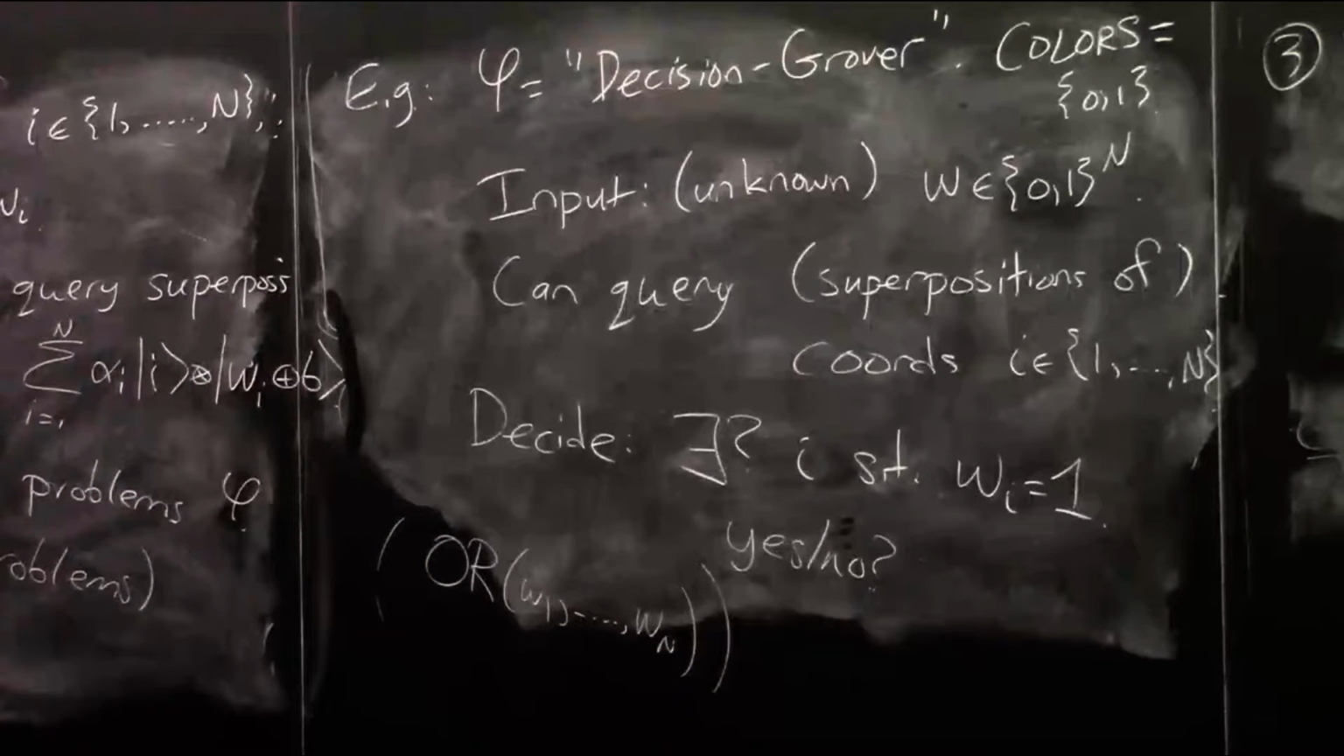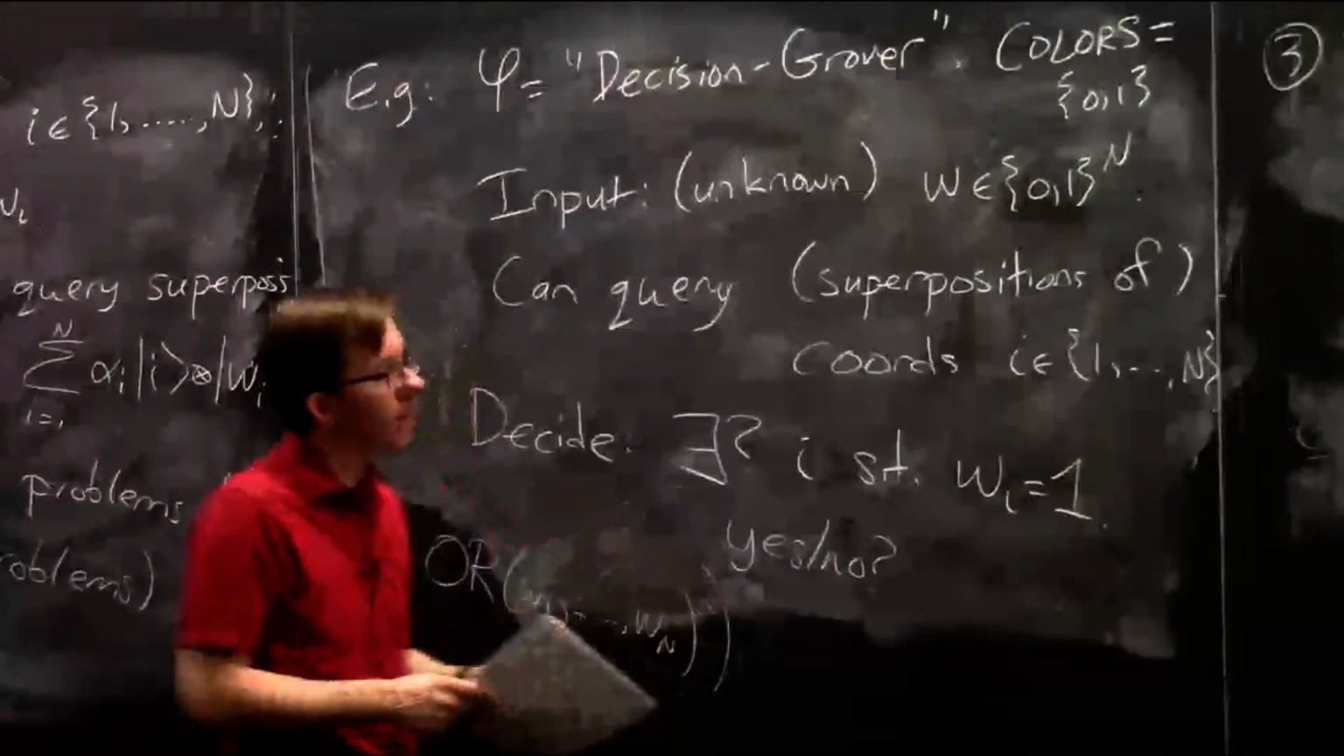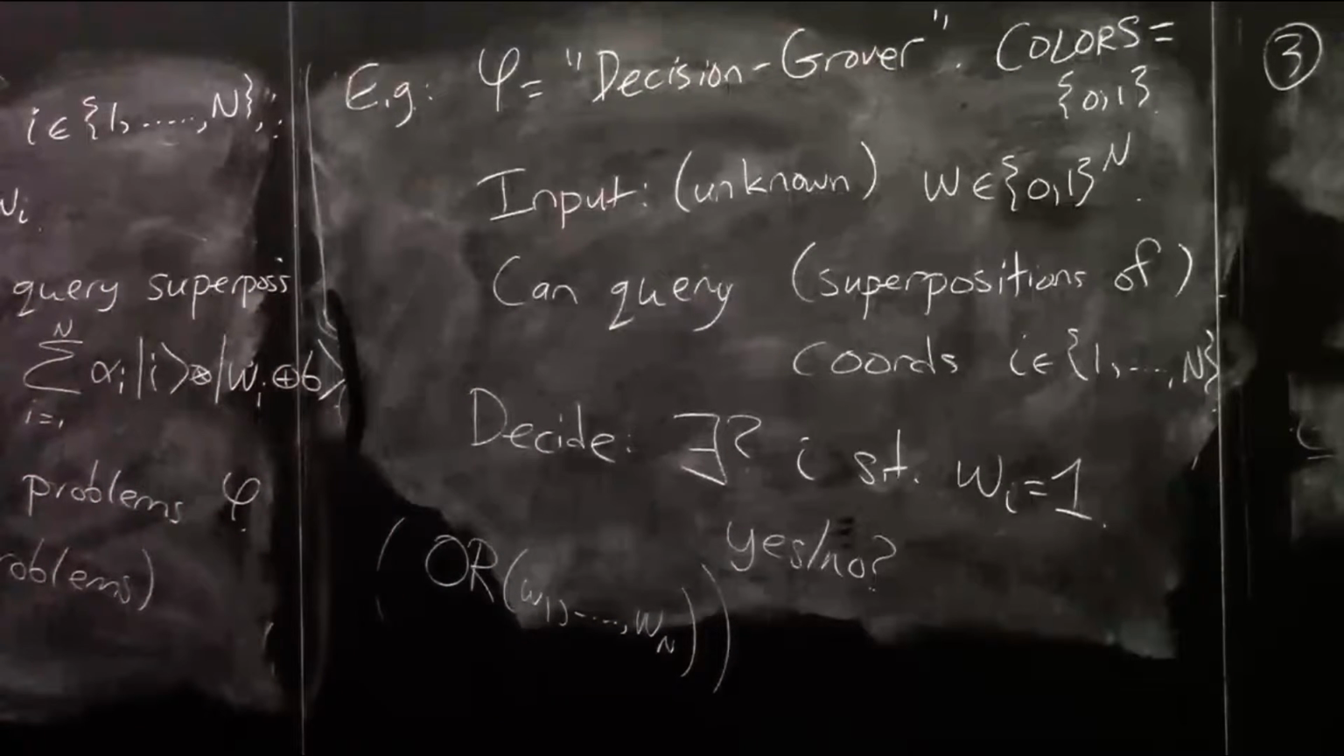OK? And this is a problem that I talked about last time. You can equally well solve it using Grover's quantum algorithm in essentially square root of capital N queries.